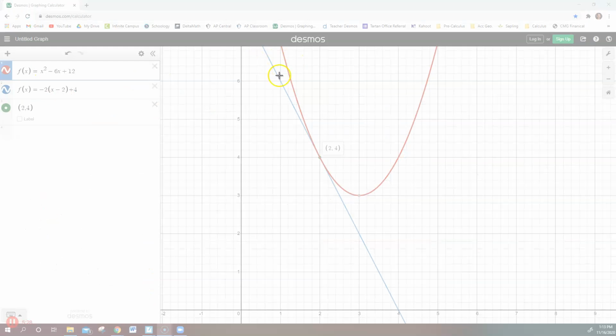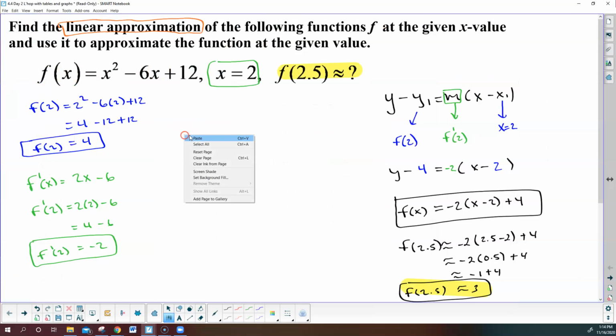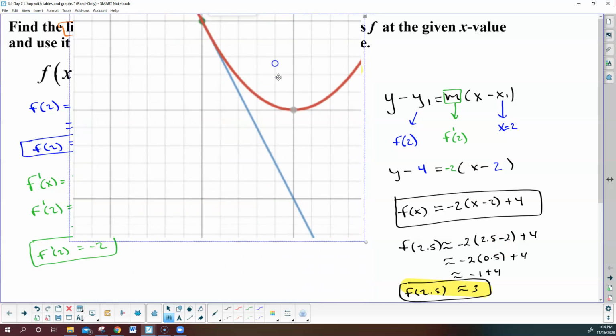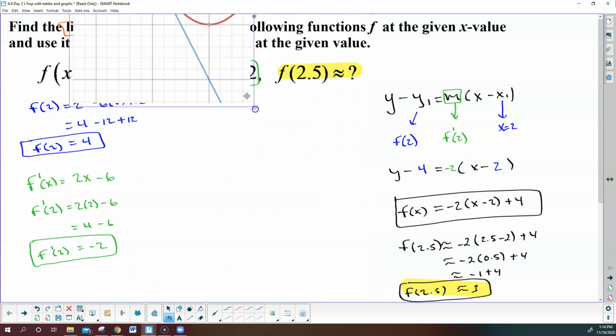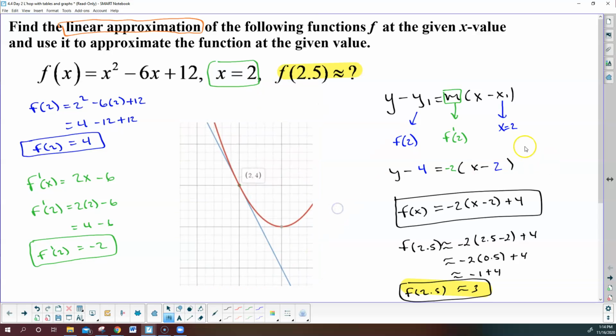So that's just kind of a visualization of why and how we can use this, just so you guys get an idea of how to think about this type of problem. The linear equation, the tangent line that we just found, is the blue line that can be used to approximate values that are close to the given x value. Right? Now, what would happen if I picked 2?